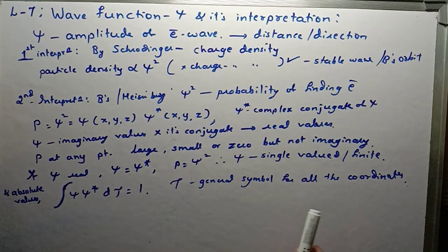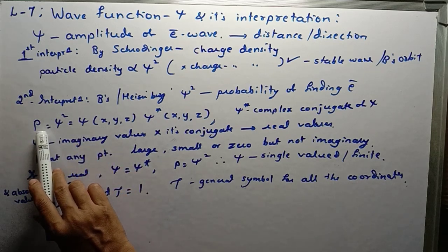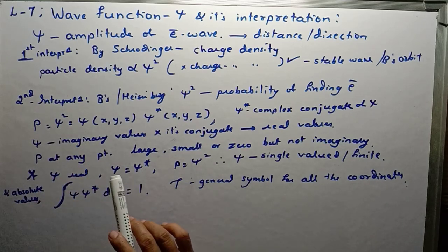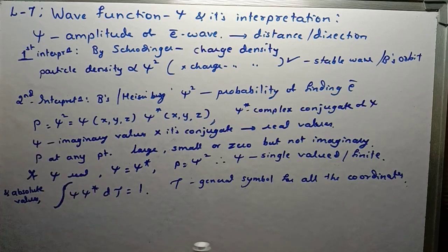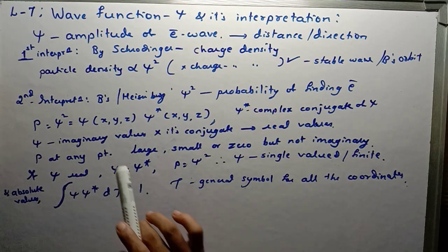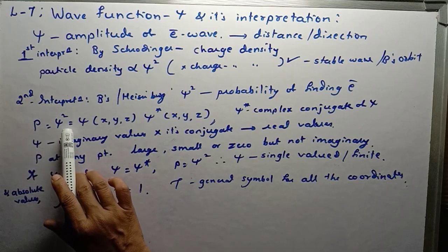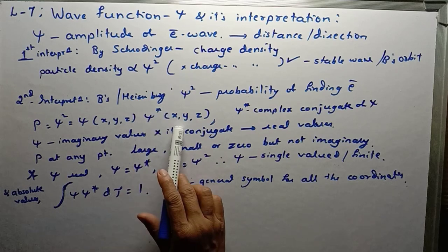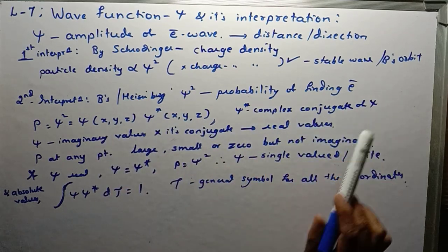So the probability is denoted by P, and it is equal to psi square. The probability P is the probability of finding the electron at the point x, y, z, and it is given by P equal to psi square, or psi at xyz multiplied by psi star at xyz. Here psi star is the complex conjugate of psi.